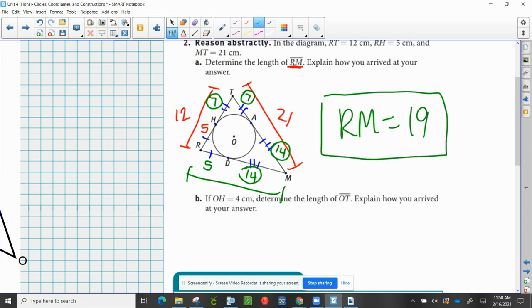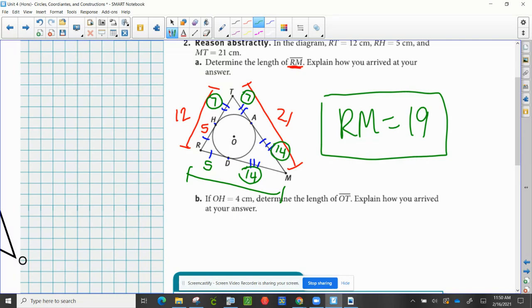Okay, so again, we call this a walk-around problem because we're literally starting at one point and walking our way around the problem to solve all those missing sides, using subtraction and that idea that our tangent segments are going to be congruent. Okay, let's look at part B here.